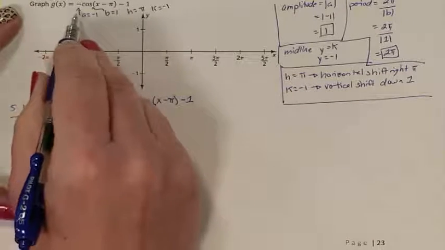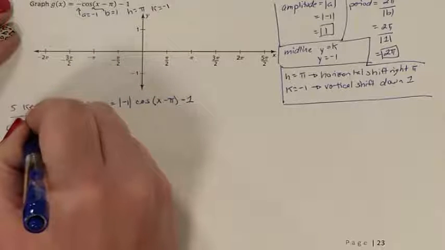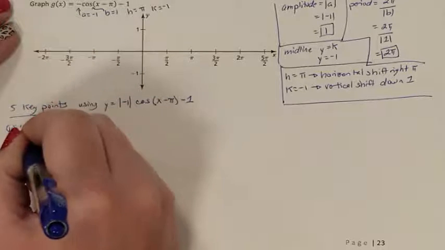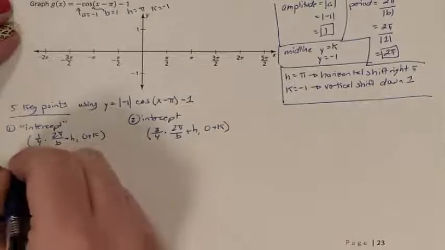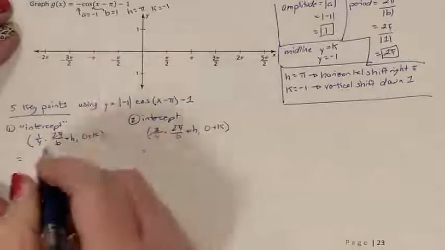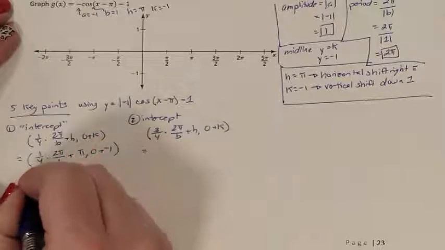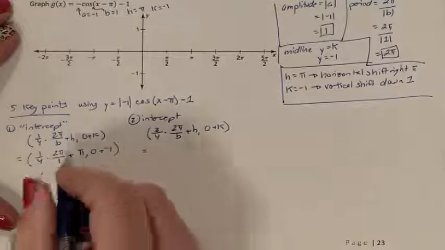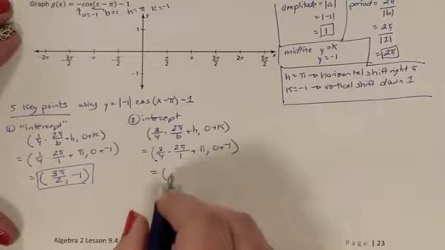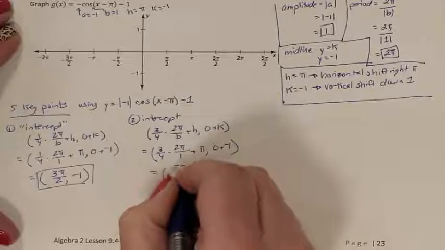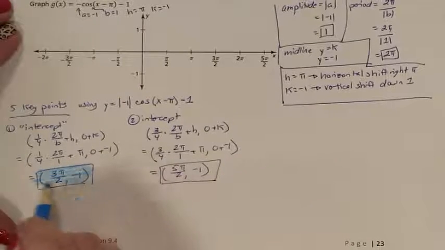So this is a cosine function. Cosine functions have 2 intercepts, so let's go ahead and find our 2 intercepts. These are the 2 intercepts, considering your h and your k movements. For both formulas, my b is 1, the h is pi, and my k is a negative 1. So my first intercept simplifies to 3 pi halves, negative 1. And my second intercept simplifies down to 5 pi halves, negative 1. So these are my intercepts.